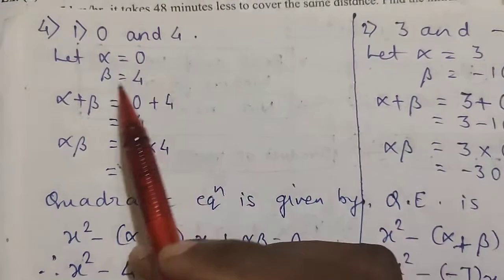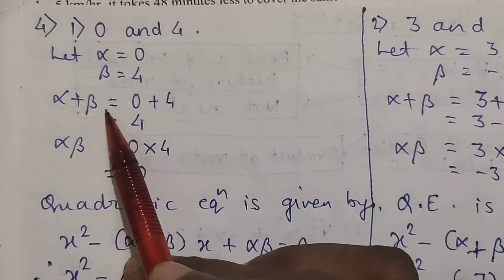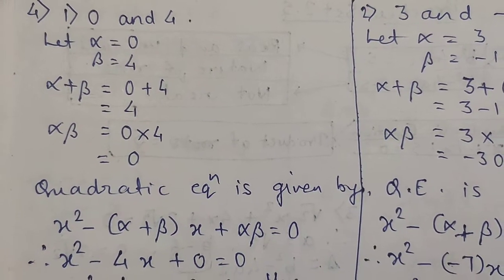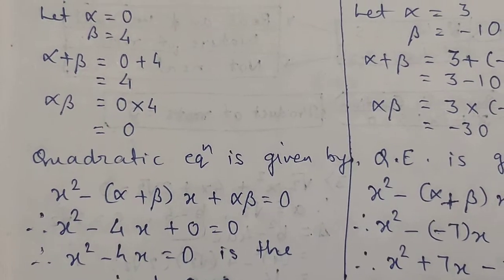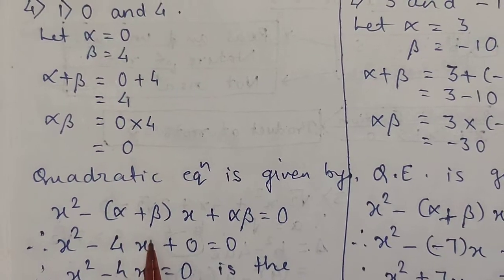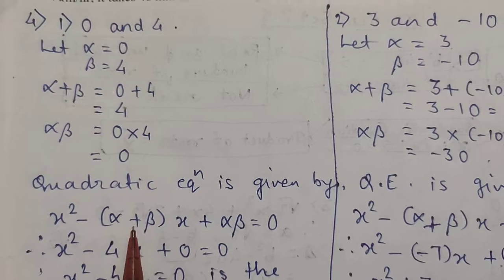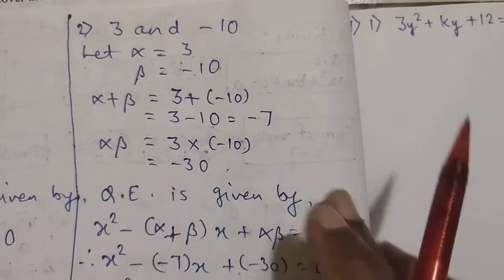So first find alpha plus beta, then alpha beta, then use your formula, put in the values and get your answer. This is very simple. The only thing is you should know how to add and multiply. In the same way I have solved the second one for you.